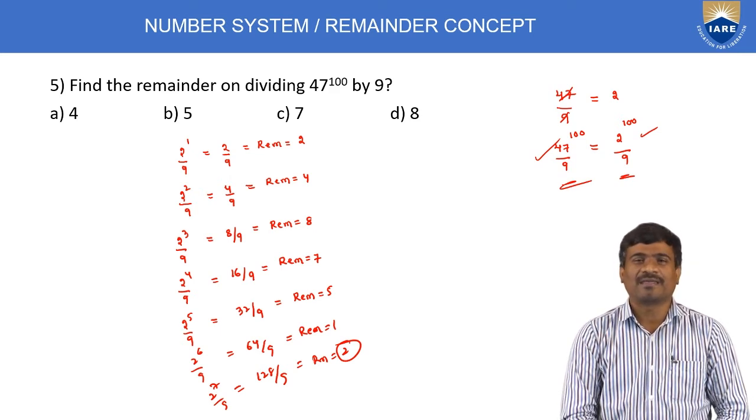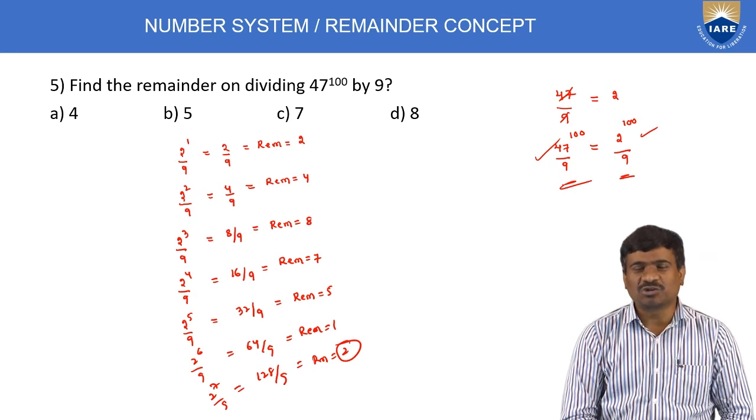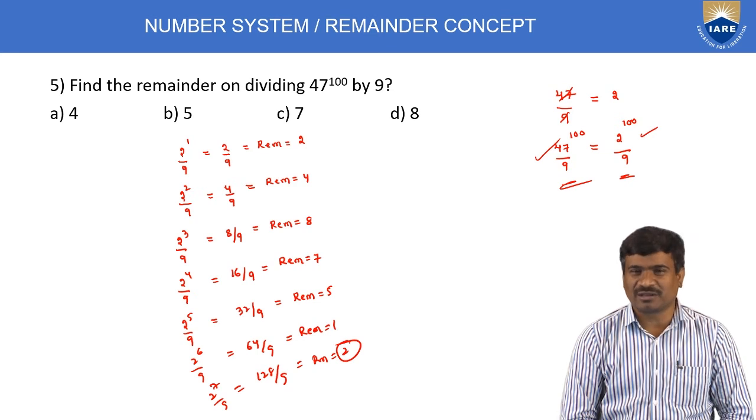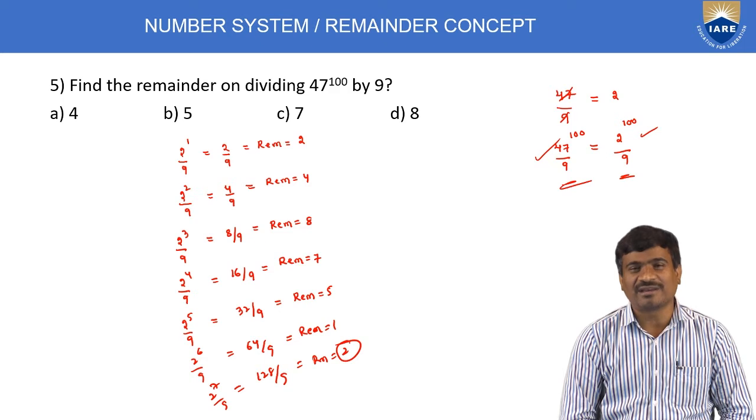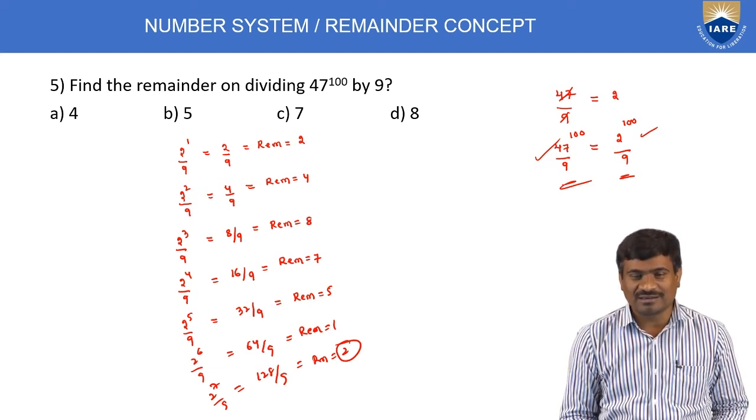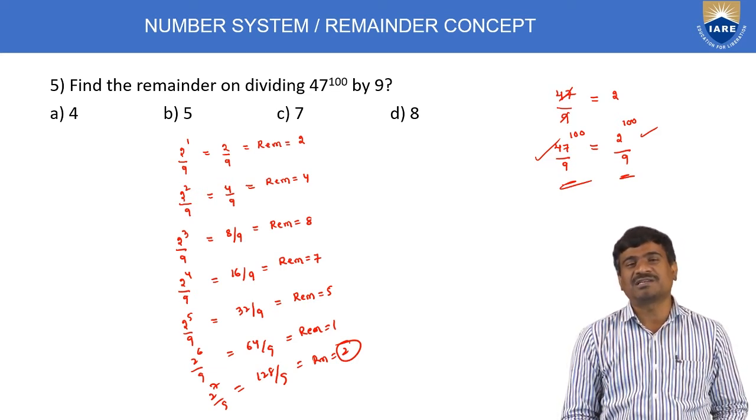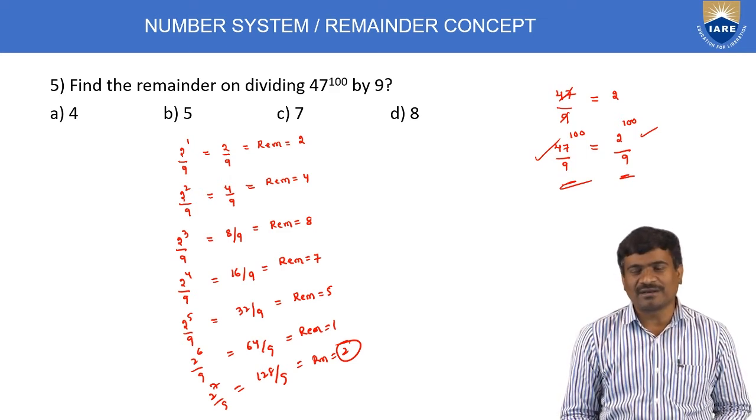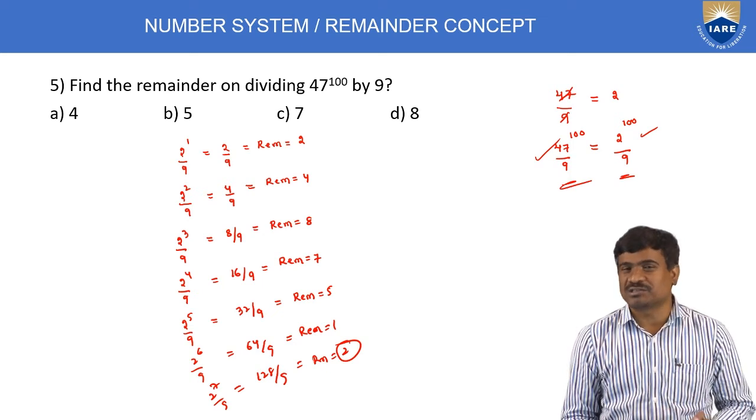Lengthy example. Here once again, 2 to the power of 1 by 9, remainder 2. 2 to the power of 2 by 9, remainder 4. 2 to the power of 3 by 9, remainder 8. 2 to the power of 4 by 9, 16 by 9, remainder 7. 2 to the power of 5 by 9, 32 by 9, remainder only 5. Consider only the remainder but not the quotient. 2 to the power of 6 by 9 is 64 by 9, 9 into 7 is 63, remainder only 1. 2 to the power of 7 by 9, 128 by 9, remainder only 2.